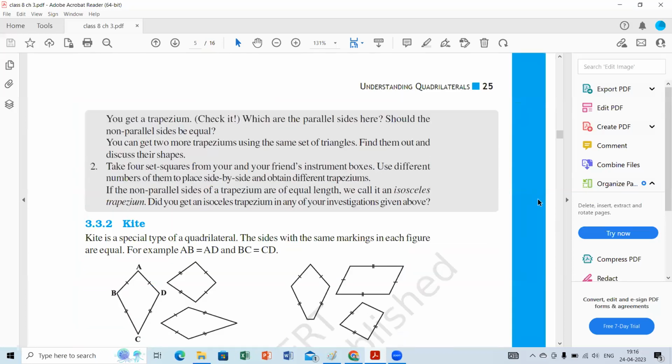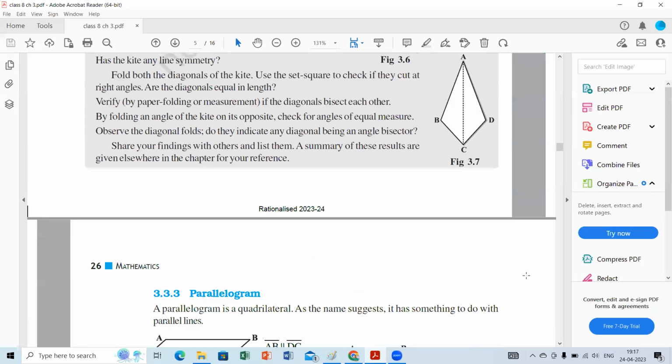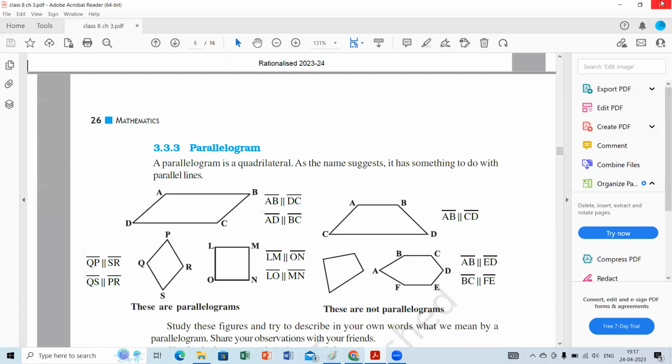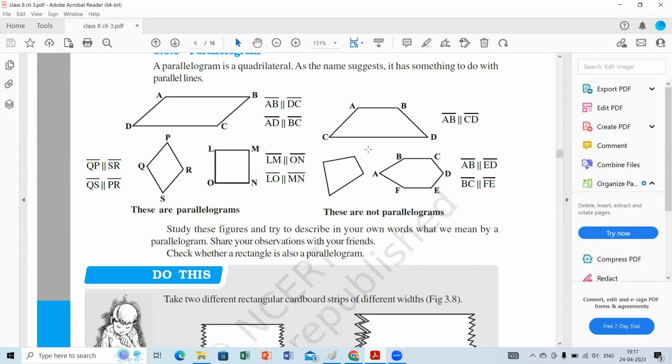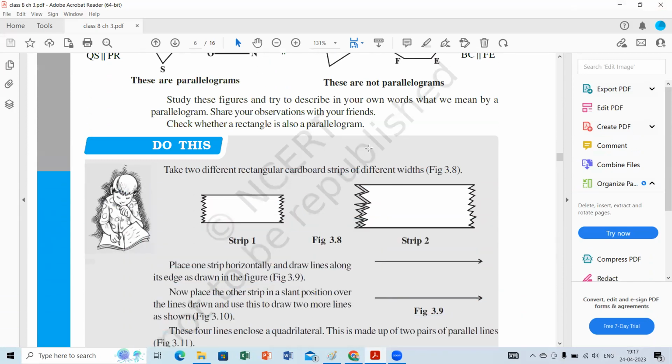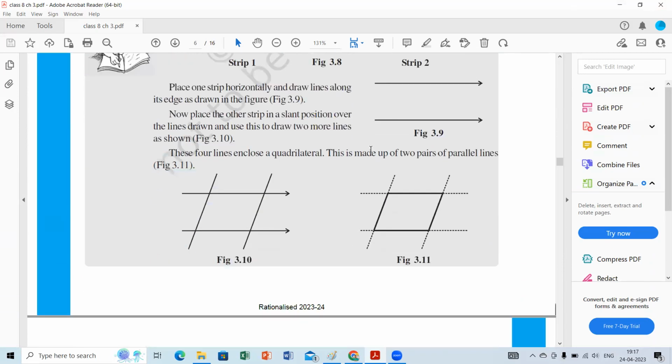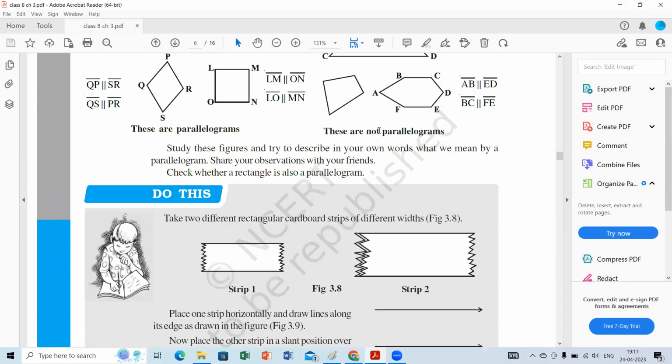What is the difference between a trapezoid and a trapezium? Ma'am, a trapezoid is 3D. A trapezoid is the same as a trapezium. It is 3D. Okay. Good.